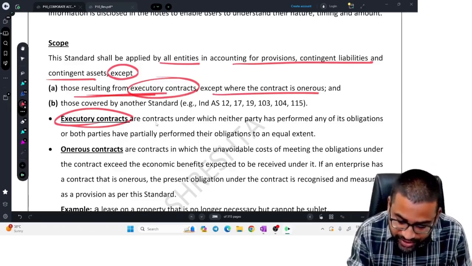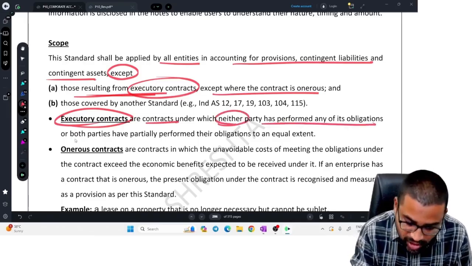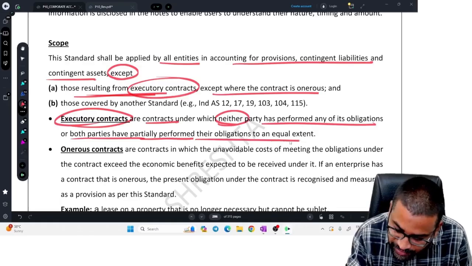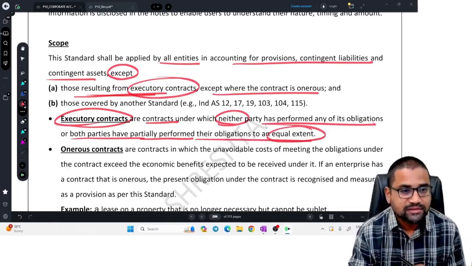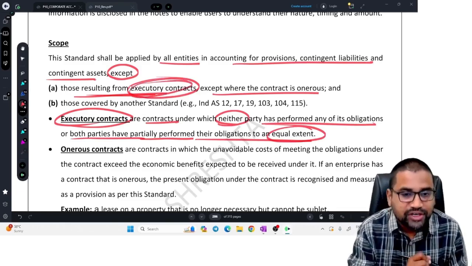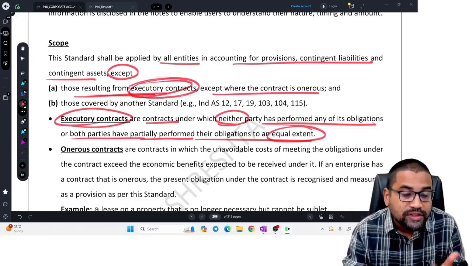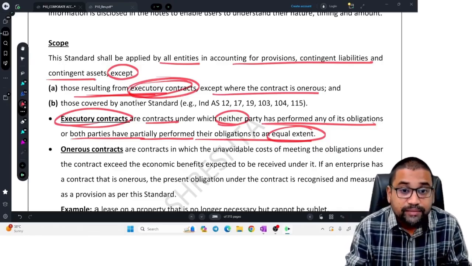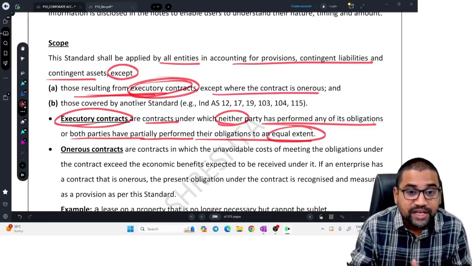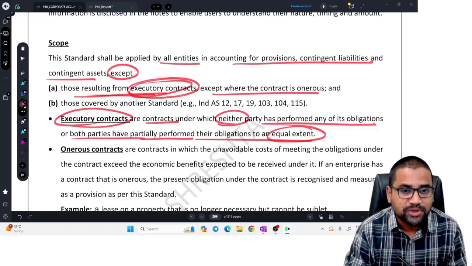See, executory contracts are contracts under which neither party has performed any of its obligations, or both the parties have partially performed their obligations to an equal extent. Now, when the contract is executory, if neither party has performed, or both have performed equally, who will enforce? That's why the standard says, because of executory contracts, provisions, contingent liabilities and contingent assets do not arise. This standard is not applicable.